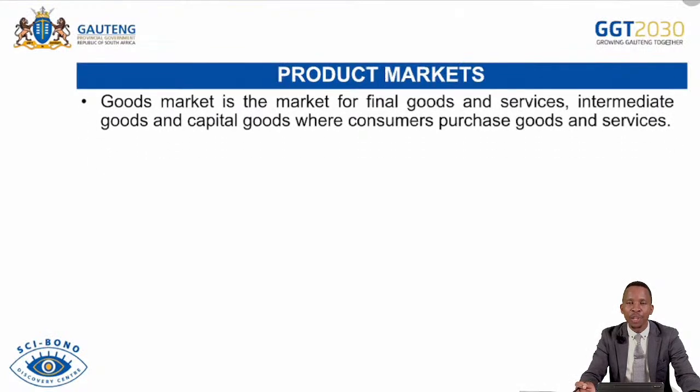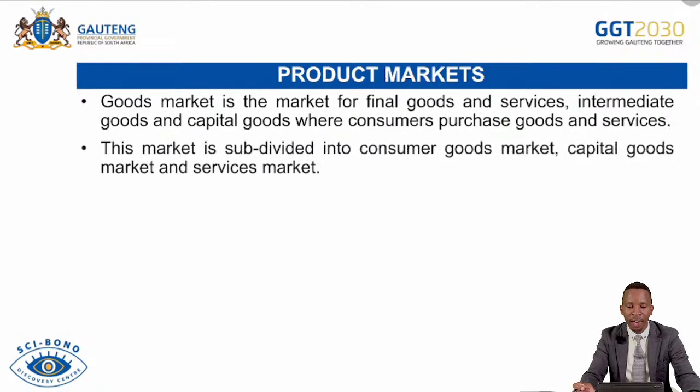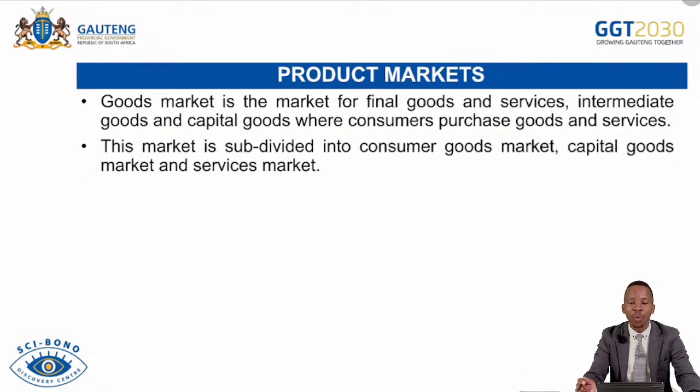And then the product market, which is also known as the goods market. This is the market where goods are traded. We can talk about final goods and services, intermediate goods, as well as capital goods that are found in the product markets. So the market is subdivided into what? Into a consumer goods market, capital goods market, as well as services market.